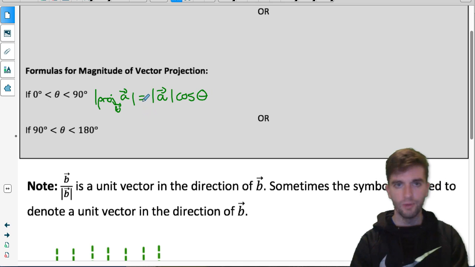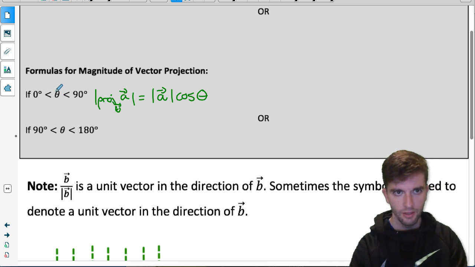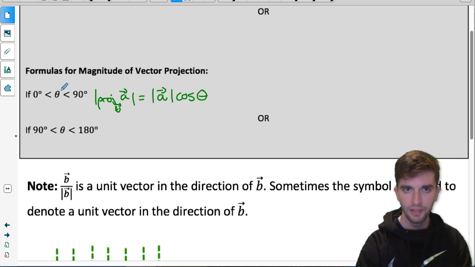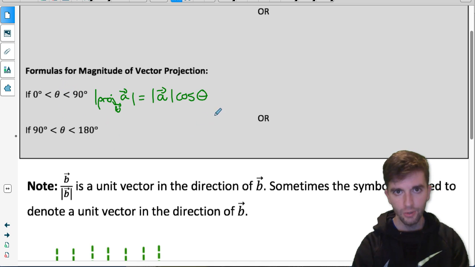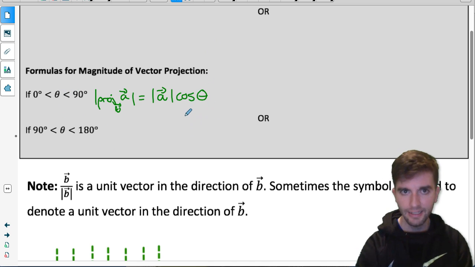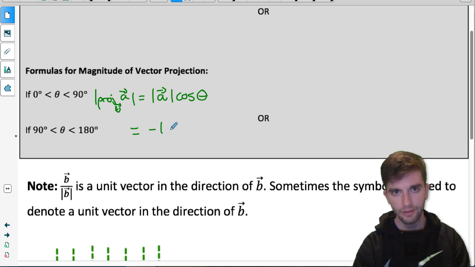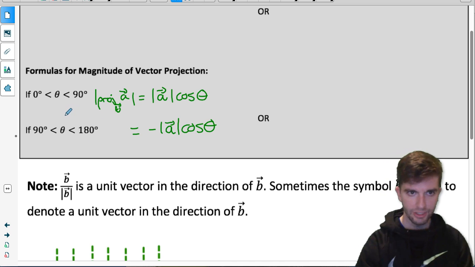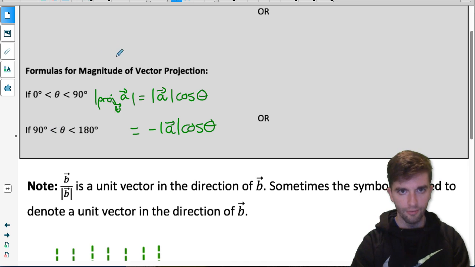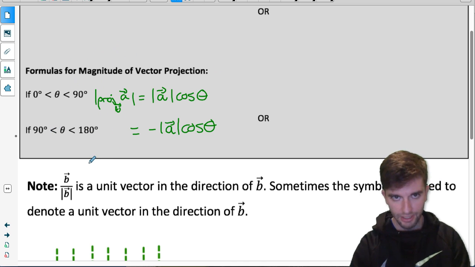There's only a slight problem with this though, because this only works for when the angle is between 0 and 90. If the angle is between 90 and 180, the cosine ratio is actually going to be negative, and when we're finding a magnitude of a vector, we don't want to include a negative, so we can get rid of it just by multiplying this product by -1. So -1 times the magnitude of vector A times cosine of the angle. So that's how we would find the magnitude of the projection if the angle is between 90 and 180. So now we know how to find the magnitude of the vector projection if we're given two geometric vectors.